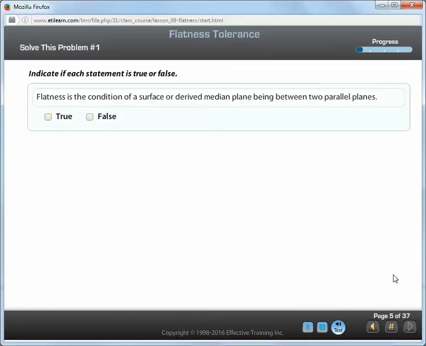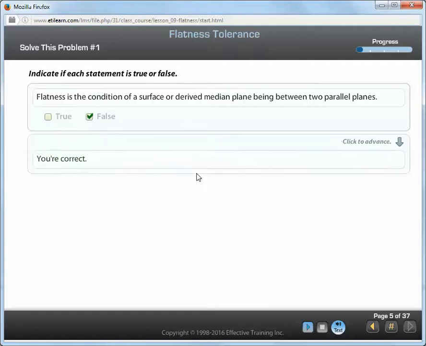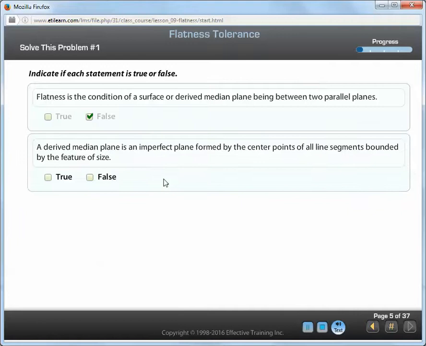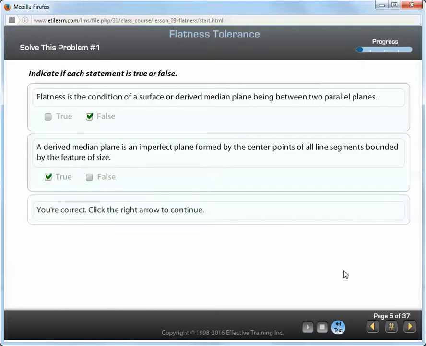Flatness is the condition of a surface or derived median plane being between two parallel planes. You're correct. A derived median plane is an imperfect plane formed by the center points of all line segments bounded by the feature of size. You're correct. Click the right arrow to continue.